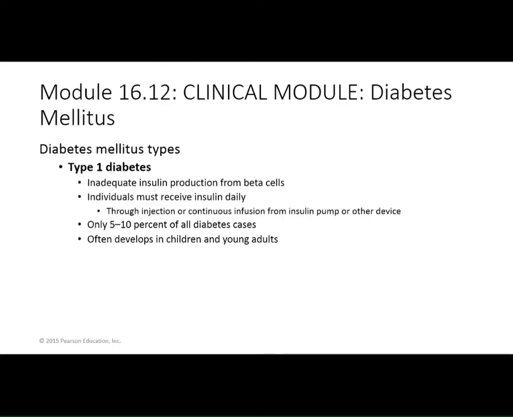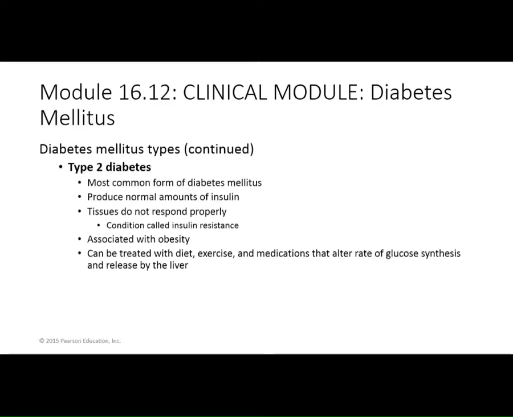This is a smaller percentage. 5 to 10% of your diabetes cases will be type 1. Again, it used to be called juvenile diabetes because it typically would be at onset in kids or young adults. Not always.